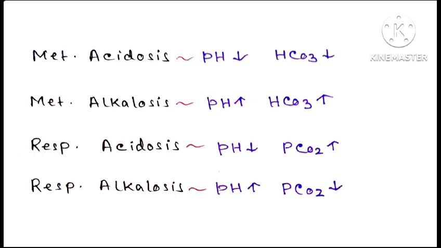Third one is respiratory acidosis. By the name, acidosis means pH value is decreased, and respiratory means it is related to partial pressure of carbon dioxide in arterial blood, that is inversely proportional to pH value. So here pH value is decreased and PCO2 value will be increased.